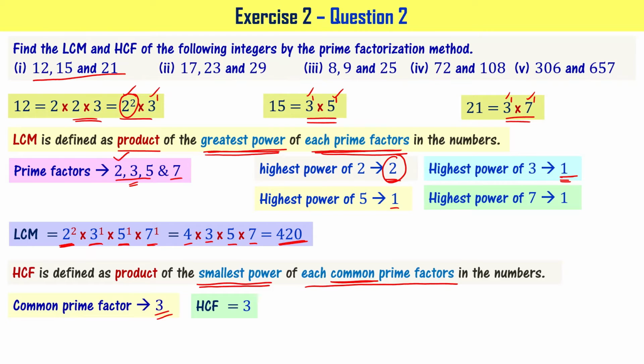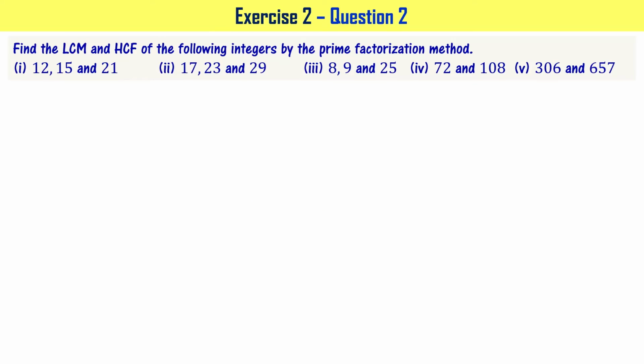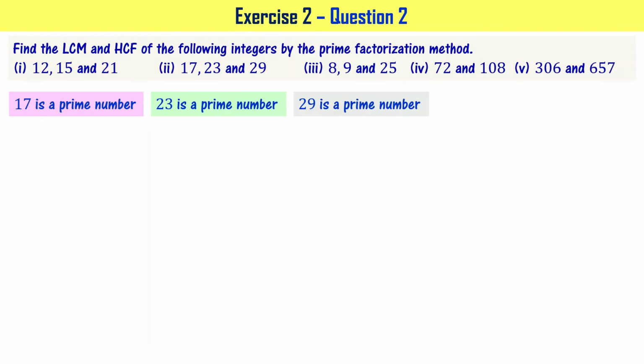Got it? Now let's look at the second part of the problem, that is 17, 23 and 29. For that combination, we have to find the HCF and LCM. 17 is a prime number, so it has only one prime factor, that is 17. 23 is also a prime number, so it has only one prime factor, that is 23. 29 is a prime number, so it also has only one prime factor.